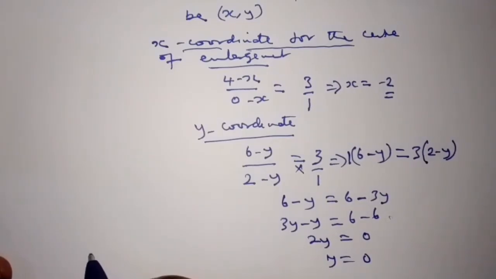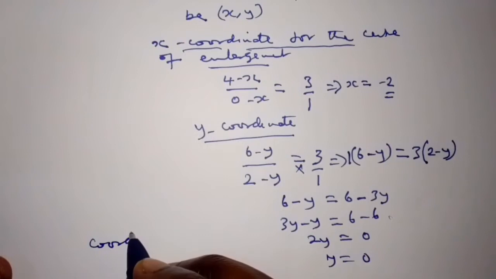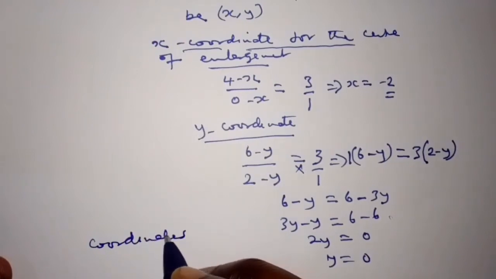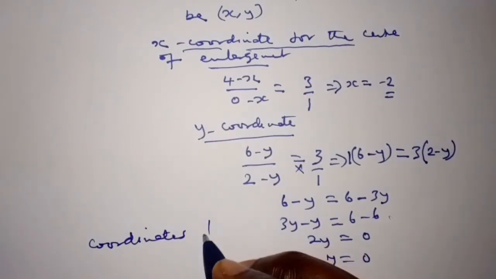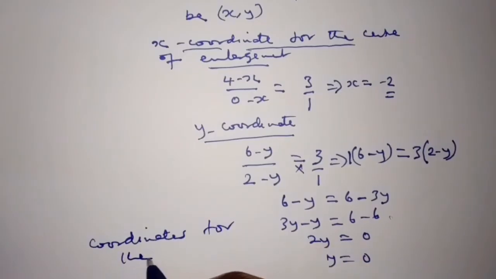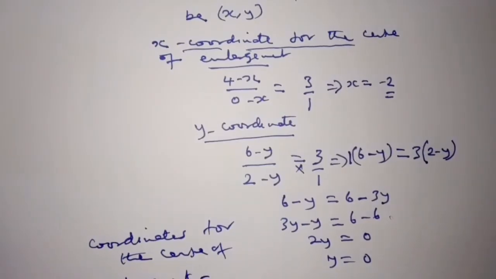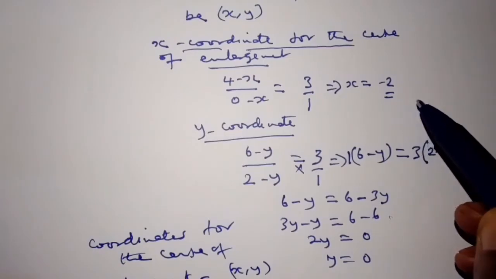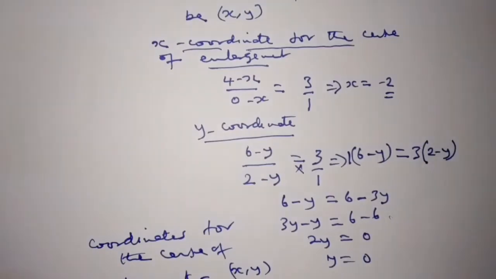So the coordinates for the center of enlargement will be (x, y), which is equal to, our x here is negative 2, our y is 0.